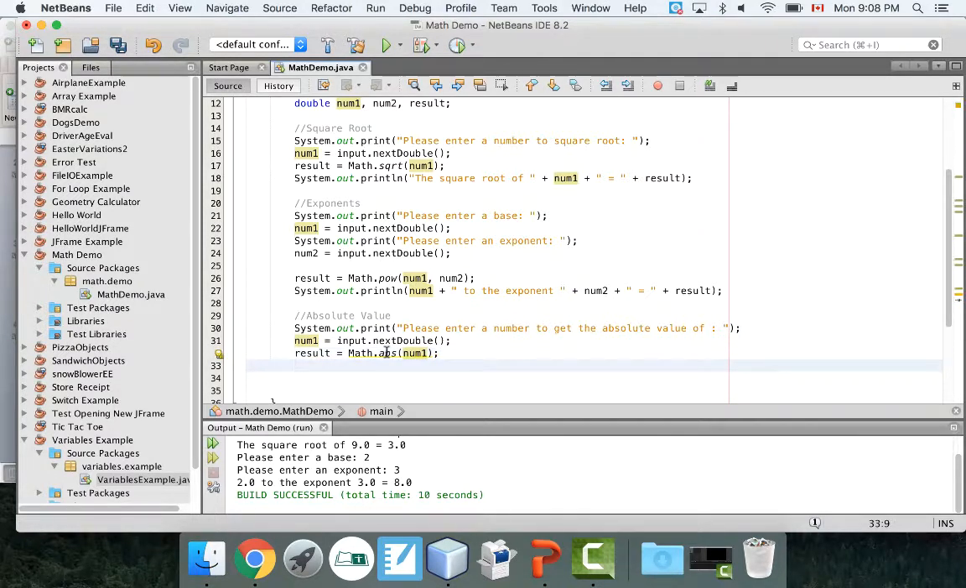Oops. And now we'll print this out. The absolute value of num1 equals result. Okay, let's go ahead and try this out.